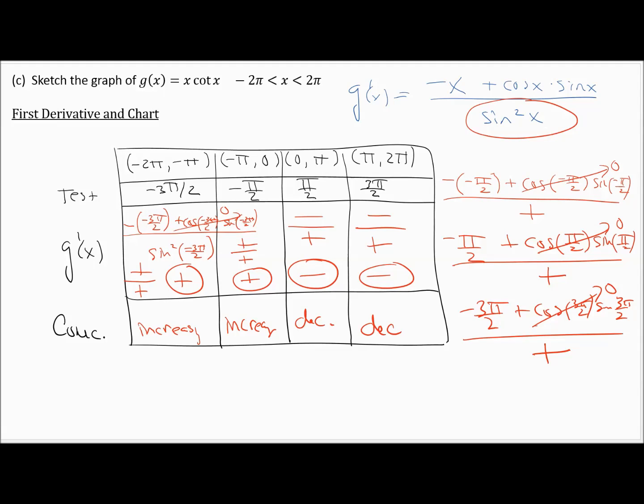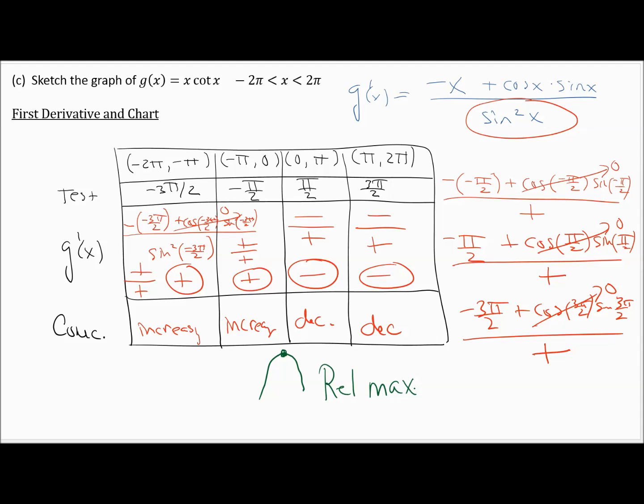Alright, so we found out they were increasing from negative 2 pi to negative pi, increasing from negative pi to 0, but notice it changes to decreasing on 0 to pi and then decreasing again. So what does that mean? Well, if you go from increasing to decreasing, the first derivative test tells us we have a relative maximum.